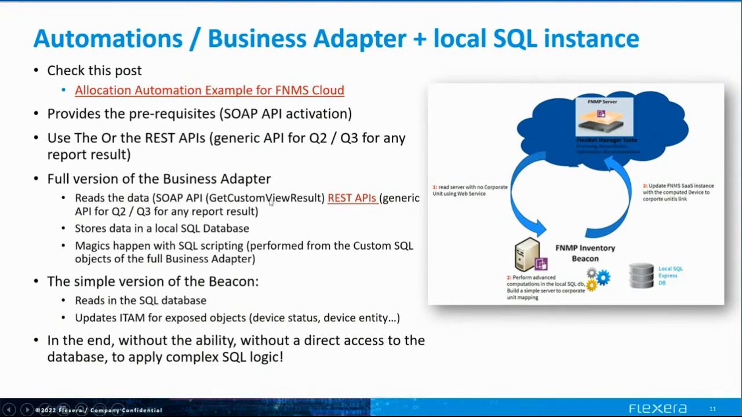So if you create a report showing all the users belonging to an entity which have, I don't know, a specific status, this data will be available through a REST API call that would basically say get custom view results with the view ID, and you will get the data as a REST API response.